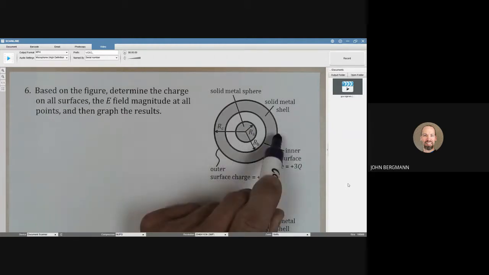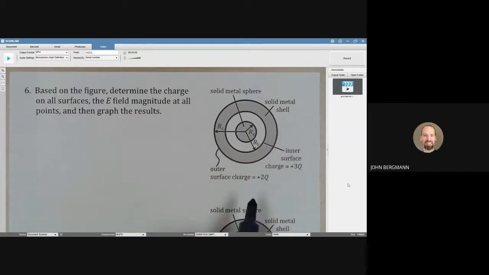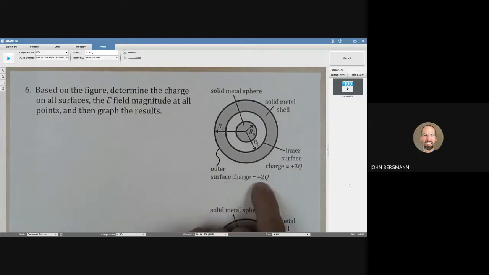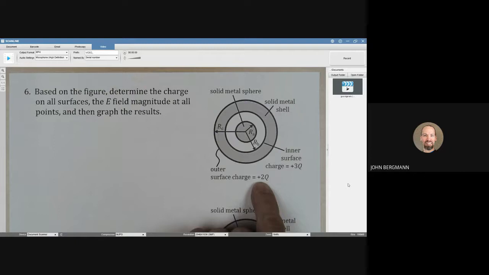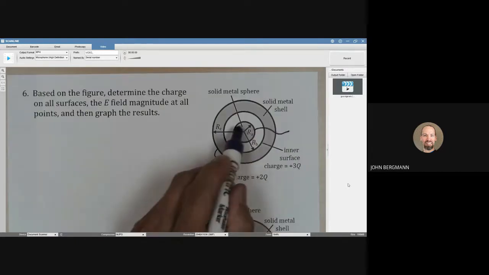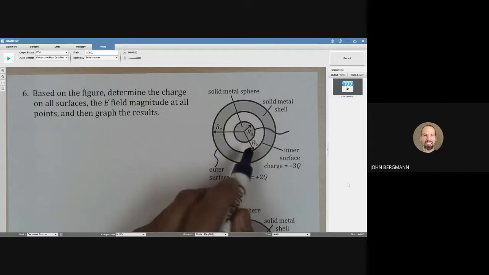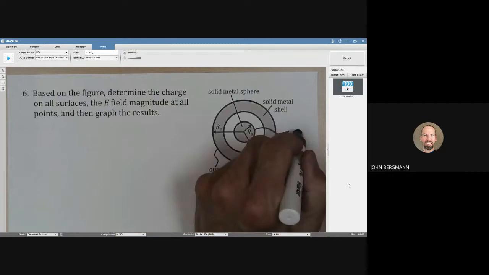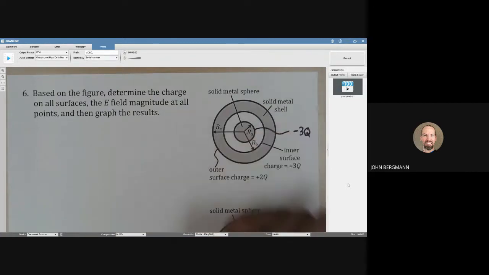Once again, we have essentially a cannonball here, and on the outside of it, we have a basketball with a thick metal shell. The net charge on the inner surface of this metal basketball, we're told, is positive 3Q, and on the outer surface, the charge is positive 2Q. What does that mean? That must mean that the charge on the exterior surface of the cannonball has to be exactly opposite to this positive 3Q, so that's got to be negative 3Q.